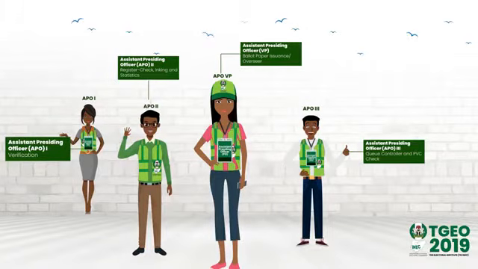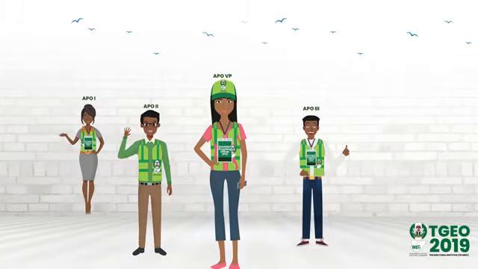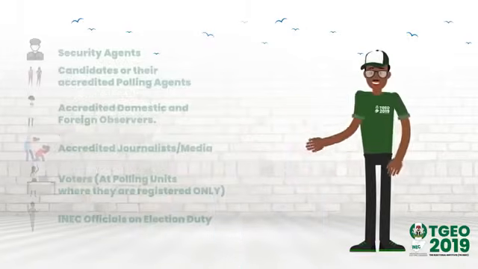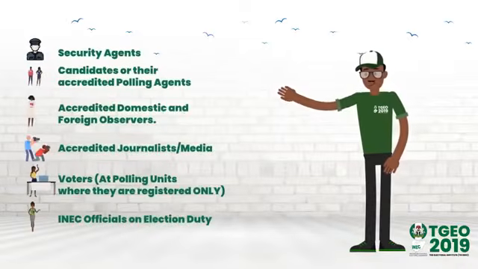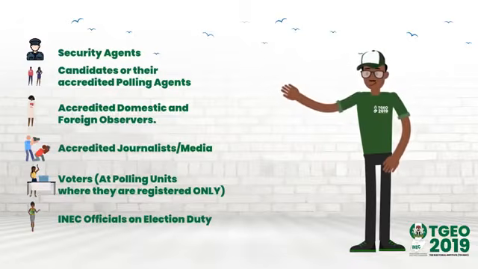Other stakeholders. The following shall be allowed into the polling unit or collation centers on polling day: security agents, candidates or their accredited polling agents, accredited domestic and foreign observers, accredited journalists and media, voters at polling units where they are registered only, and INEC officials on election duty.